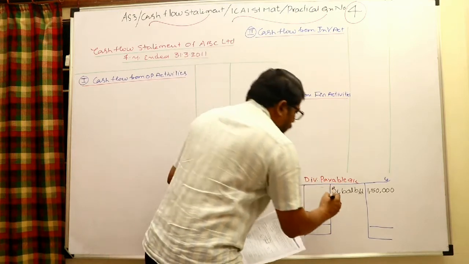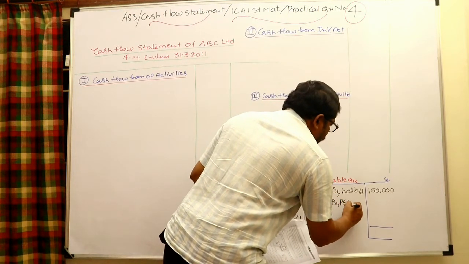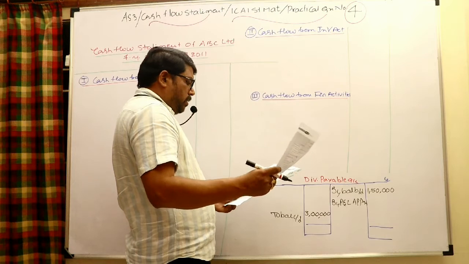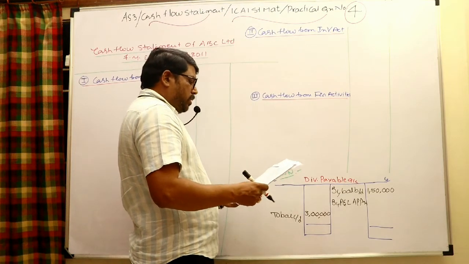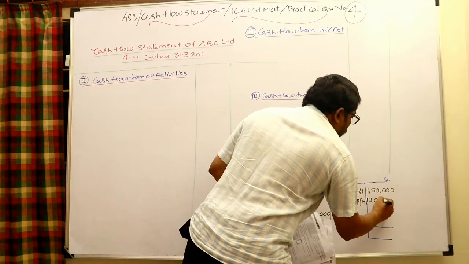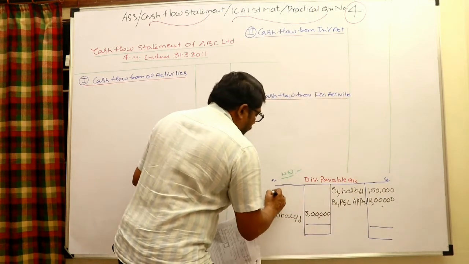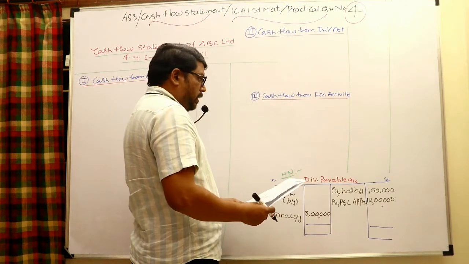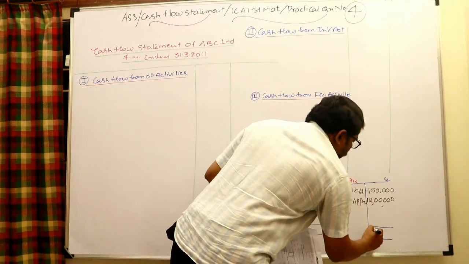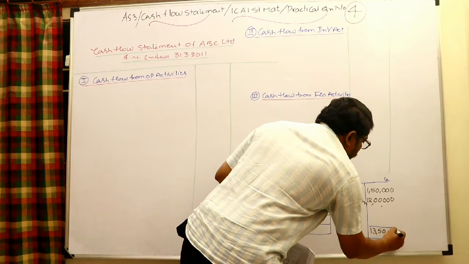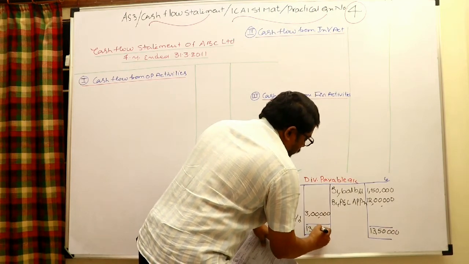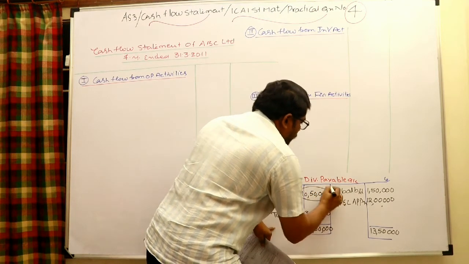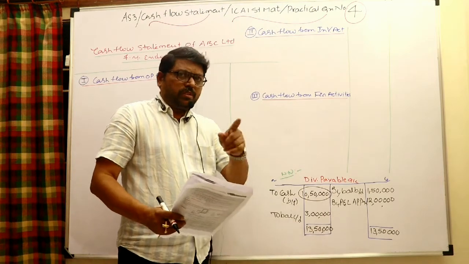How much was declared during this year through P&L appropriation to dividend? The dividend appropriated during this year is 12 lakhs. And the balancing amount I can say is paid off in cash. Balancing figure. Therefore, the credit total is 13,50,000. This is 10,50,000. And obviously the dividend paid should be shown as a financing activity.